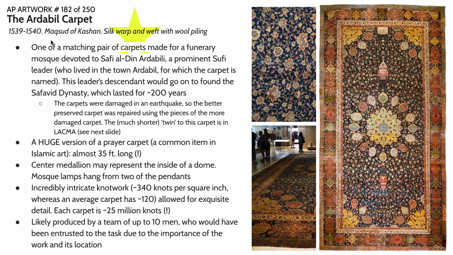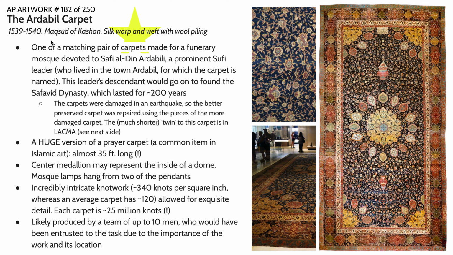So this is essentially a huge version of a prayer carpet. A prayer carpet is something that a typical person who practices Islam would have. You would basically roll it out and point it towards Mecca in order to facilitate your prayer 5 times a day. Obviously, no one person is going to require a 35-foot long carpet.